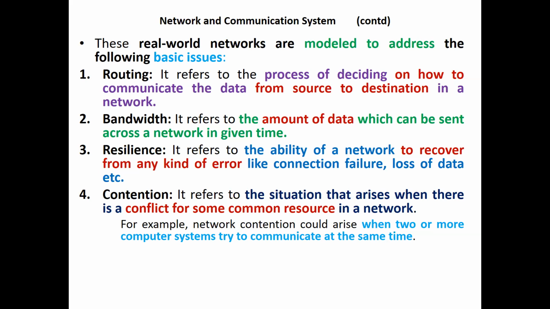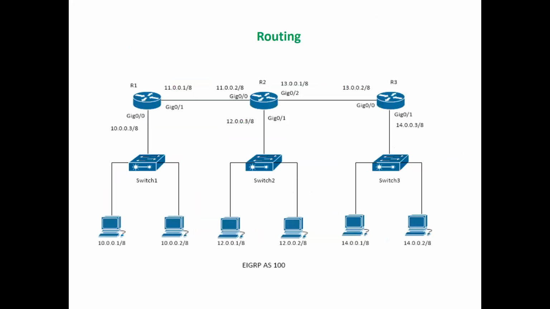The last one is contention. What is contention? It refers to the situation that arises when there is a conflict for some common resource. What is a common resource? When a server is accessed by many people simultaneously. According to the priority, the data will be forwarded. That is what is referred to as contention. So all these 4 activities are carried out by the network software. So this is how routing is done.